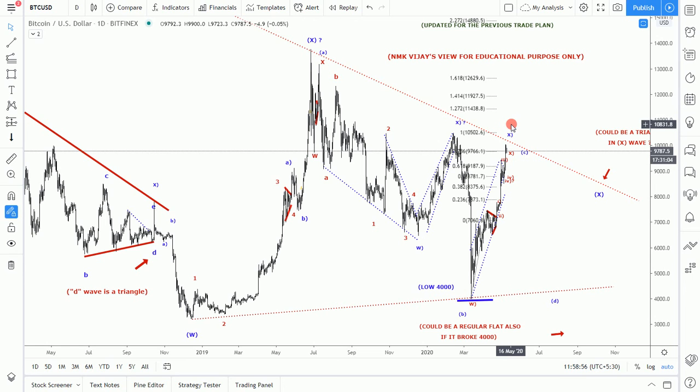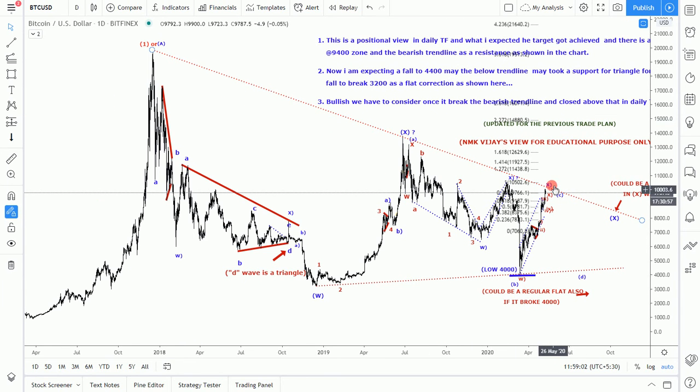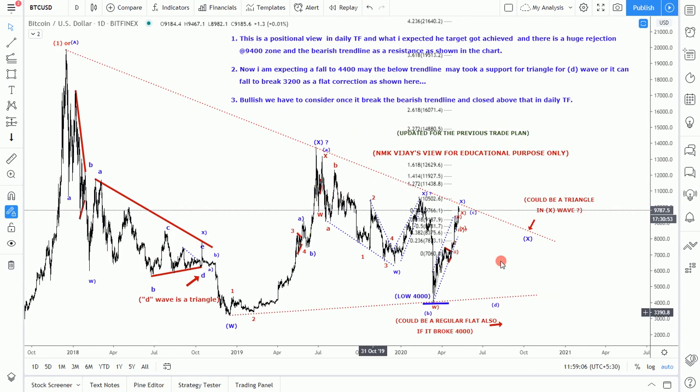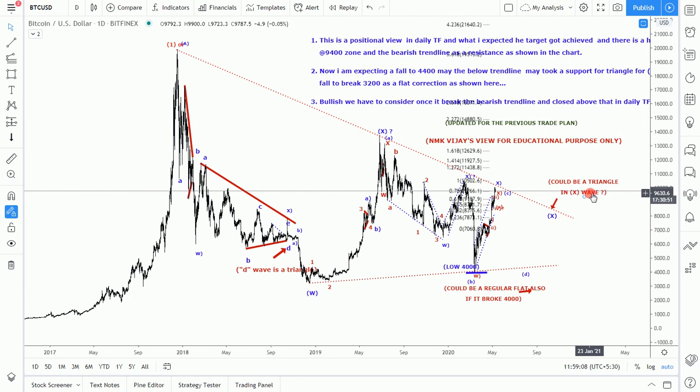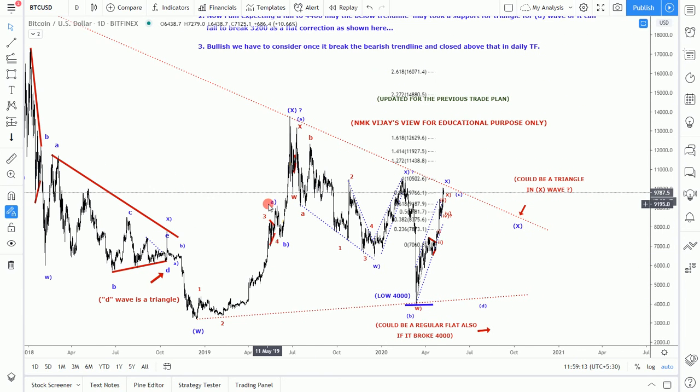There is a lot of chance of this making a triangle, and I have already posted the positional chart in Bitcoin. I have explained this also: this is looking like a 5-wave structure, but it is in a zigzag method. It's a 3-wave structure. So this would be a connecting wave, and we are in that correction to the downside.